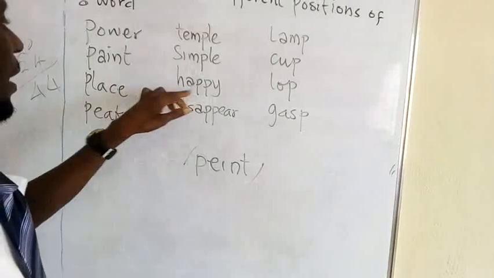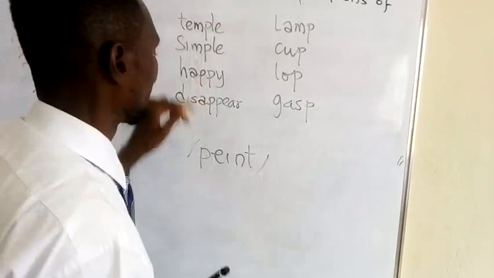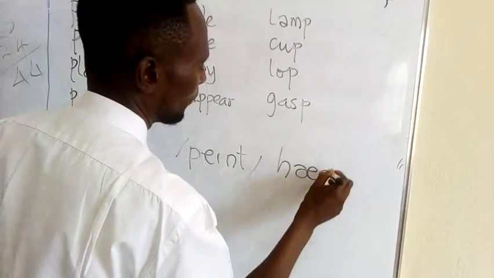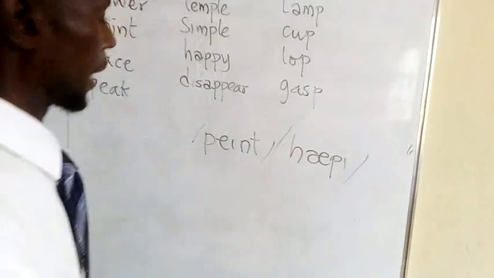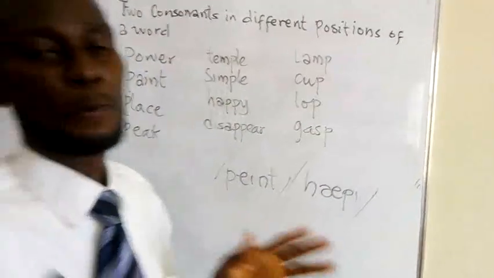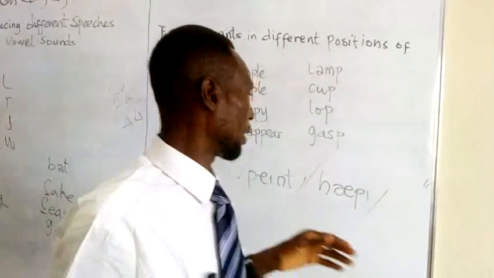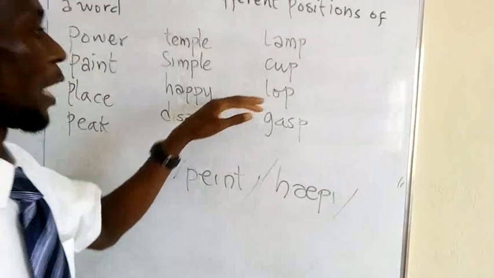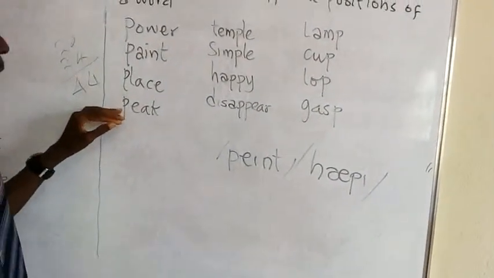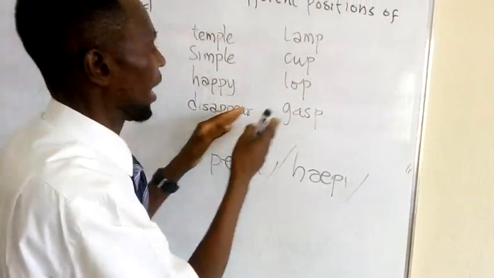Place. And you have it in the middle, the same consonant sound in the middle. Happy. So this is happy for you. Have you seen what I told you earlier? When you have double sound like this, PP, in pronunciation, what will be there is one P. Okay? Happy. Now you have love. The last one is peak. Peak, the height. Now you have disappear here and you have gasp.